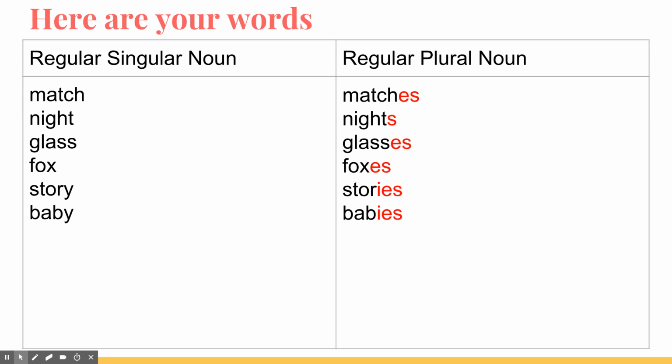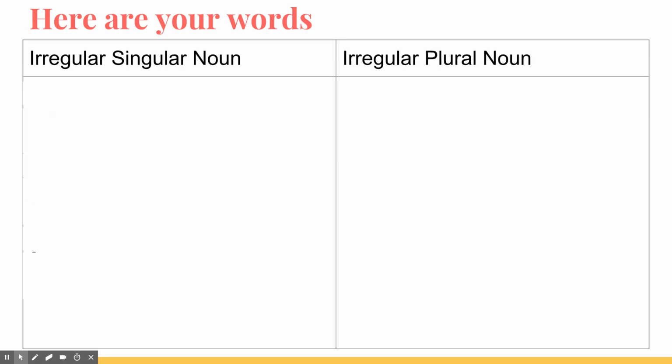Okay, here comes the fun part. There are a few irregular singular or irregular plural nouns in English, and they're irregular because they don't follow the normal rules of ES, S, or IES. They've got things in the middle that are different, or they've got a whole syllable that gets tacked onto the end. And there's reasons for this, but let's just work on memorizing those irregular plural nouns.